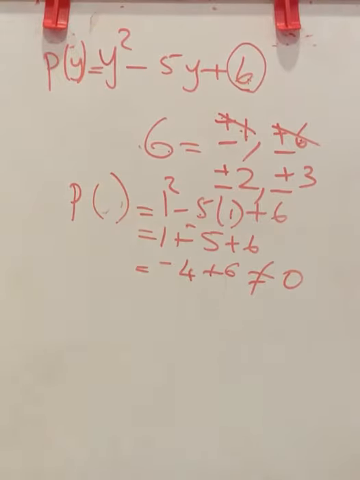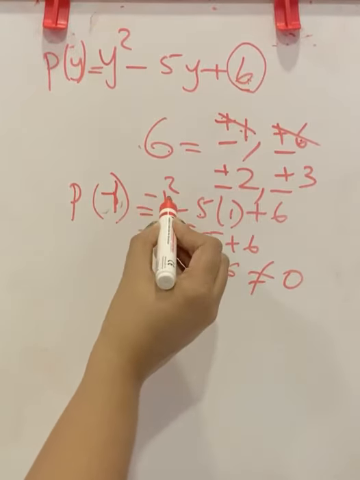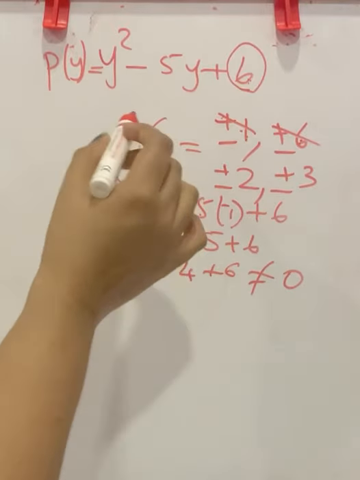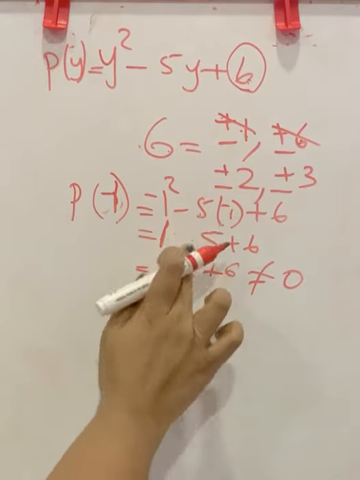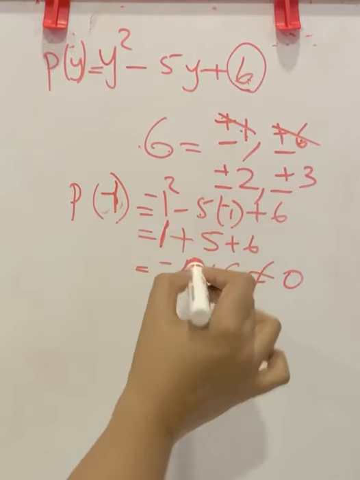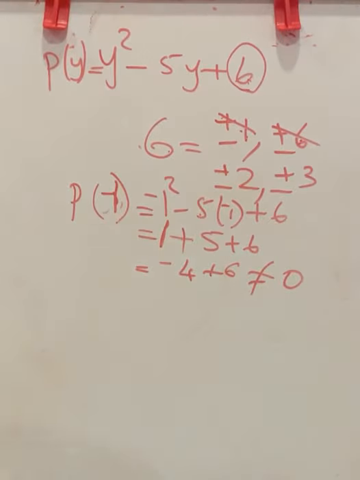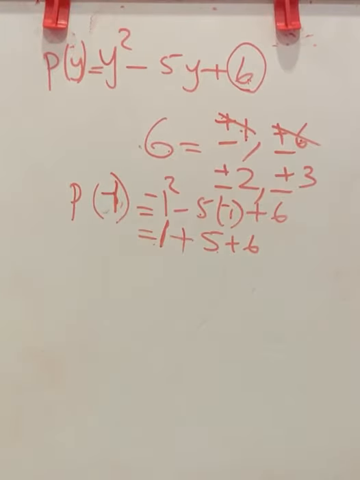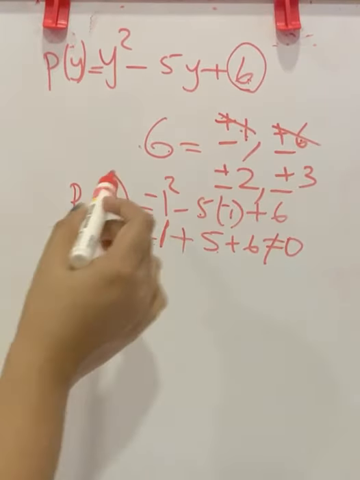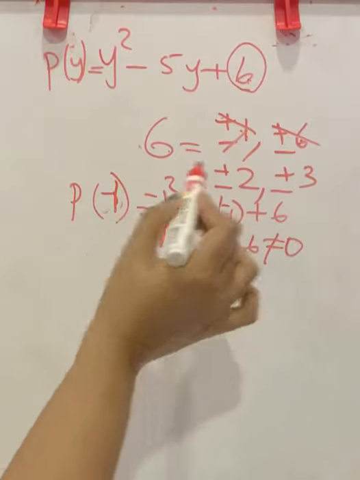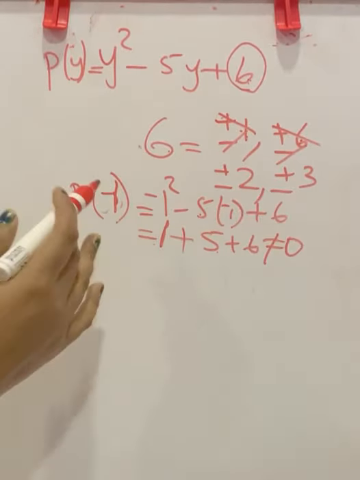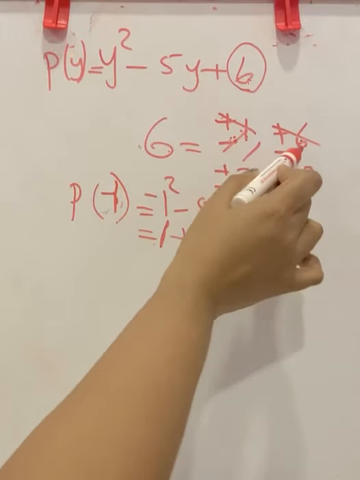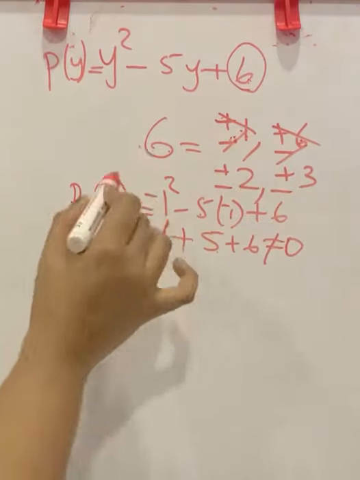Next is minus 1. It becomes minus 1 square minus 1 here in this polynomial. Now minus 1 square is again 1. Here minus 5 into minus 1 is plus 5, plus 6. Now 1 plus 5 plus 6 is not equal to 0. So P of minus 1 is not equal to 0. So the pair minus 6 will also not be equal to 0, because if this was a factor, then we can say its pair is also a factor. So we don't want to check minus 6 here.